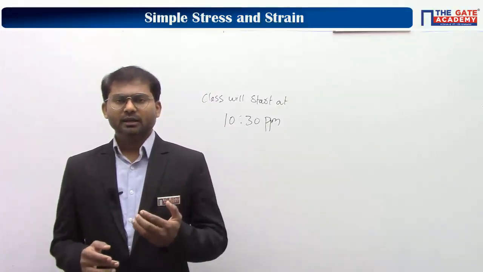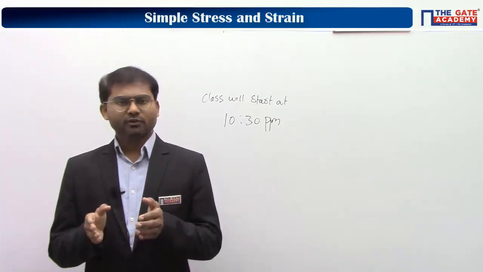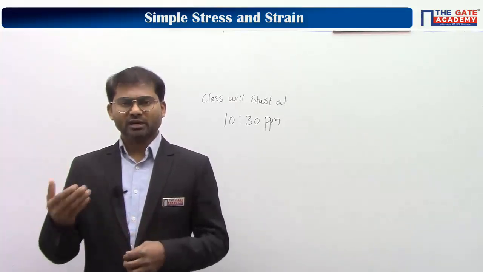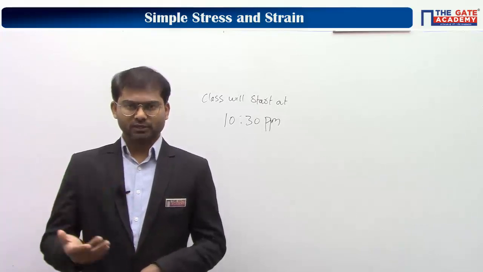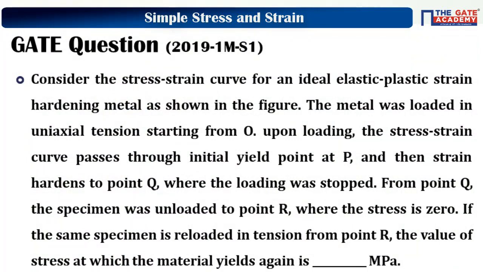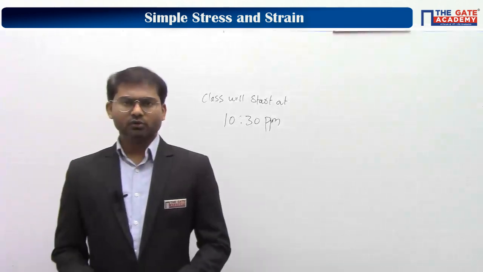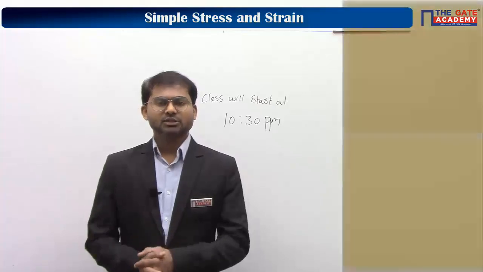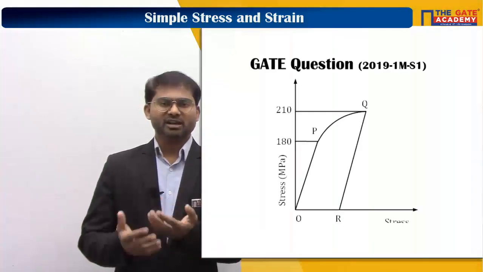So they mean that as we are approaching from point P to point Q, the slope of the curve is non-zero. So nowhere is the slope equal to 0. Then the load was stopped, and from point Q the specimen was unloaded to point R, where the stress is 0. If the same specimen is reloaded in tension from point R, the value of stress at which the material yields again is... So here, if you observe, your correct answer should be more than 180 megapascal.